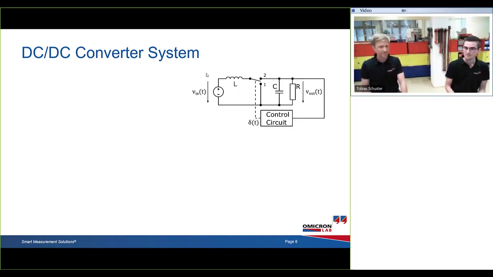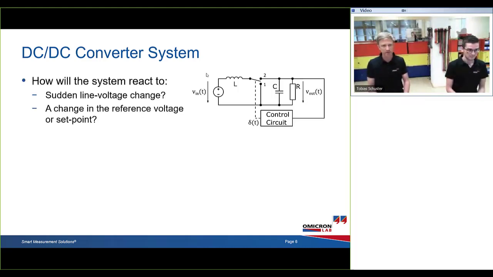Thanks, Tobias. So today we are going to talk about the dynamics of DC-DC converters, or actually power converting systems. And the reason why we do that, I think it's quite clear. If we have a system like that, in this example a boost converter, and we want to analyze how that system will react to dynamic changes, that could be a sudden line voltage change or a change in the reference voltage point or in the set point, how will that system react?